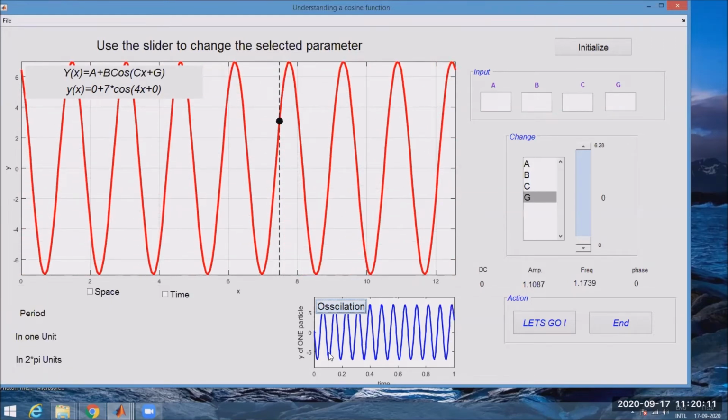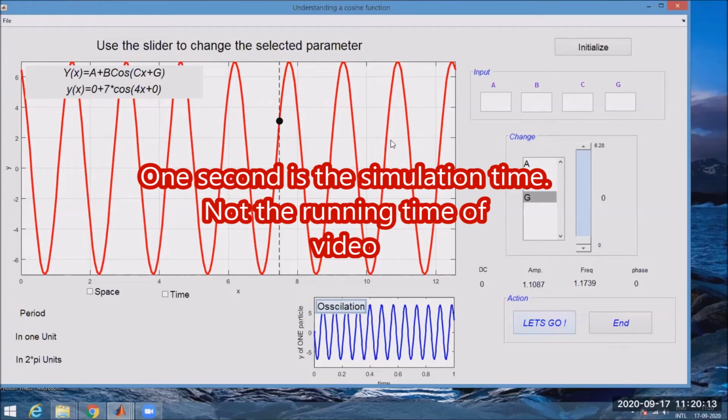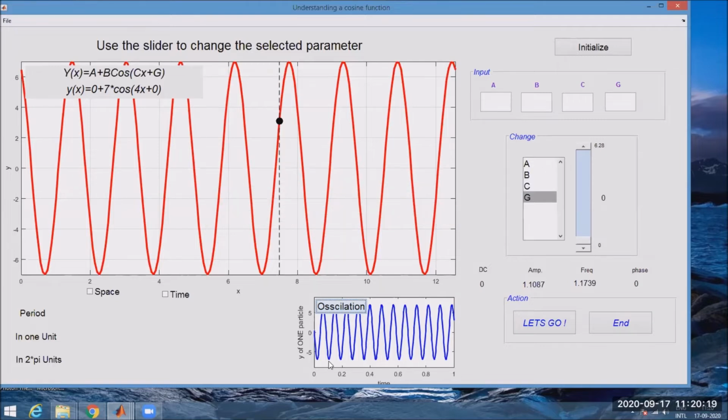So the 1 second is over, and now we have two cosine graphs. This is the cosine graph at the end of time. The time is not displayed, as I said. And this is the cosine graph of this particle as a function of time for a period of 1 second. Now there are two important things when we deal with functions, cosine or otherwise.